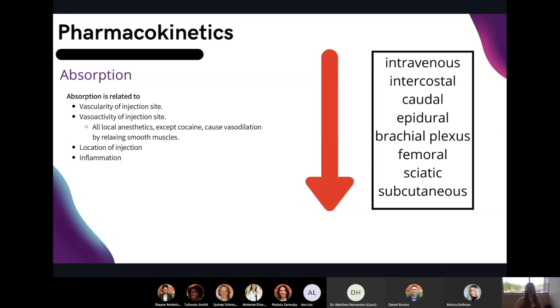Absorption is determined by how fast a local anesthetic reaches the blood. Absorption is related to the vascularity of the injection and the vasoactivity of the injection site as well. All local anesthetics cause vasodilation by relaxing vascular smooth muscles, with the exception of cocaine. The rate of absorption is also affected by the location of the injection. The highest absorption rate is intravenous, obviously, and then it goes in decreasing order: intercostal, caudal, epidural, brachial plexus, femoral, sciatic, and subcutaneous. And also, if an area is more vascularized or inflamed, local anesthetics will be cleared more quickly from the area.